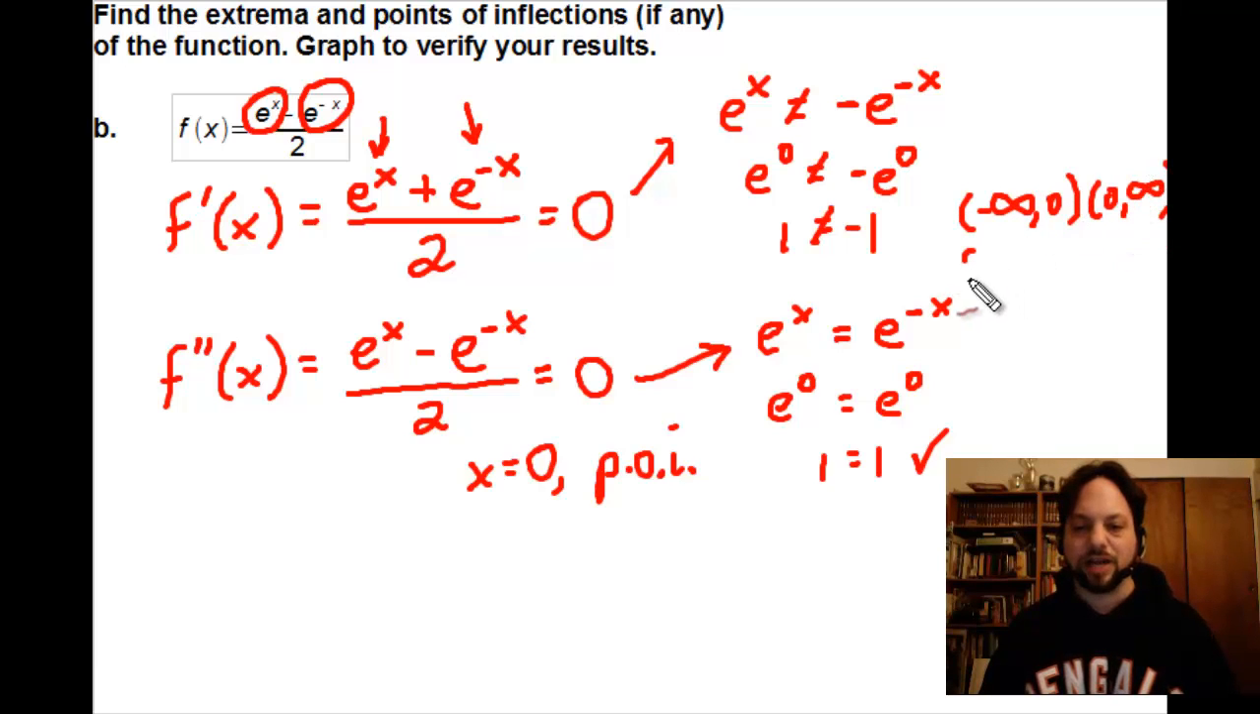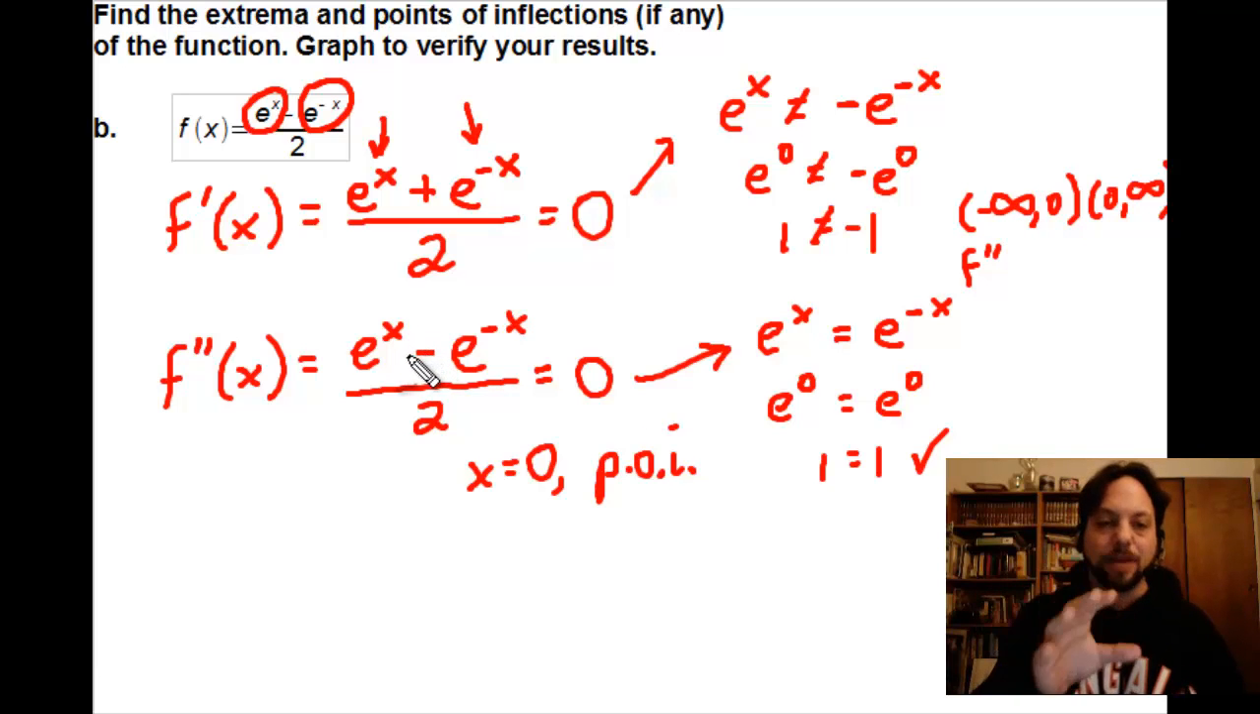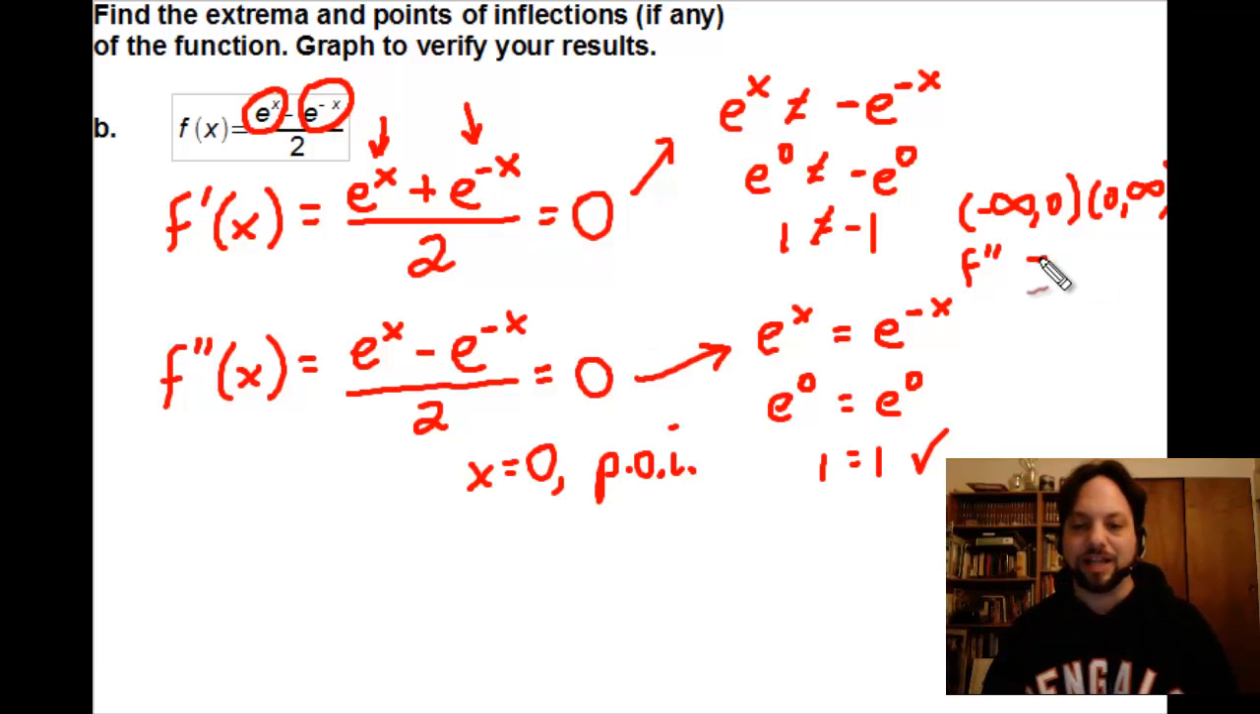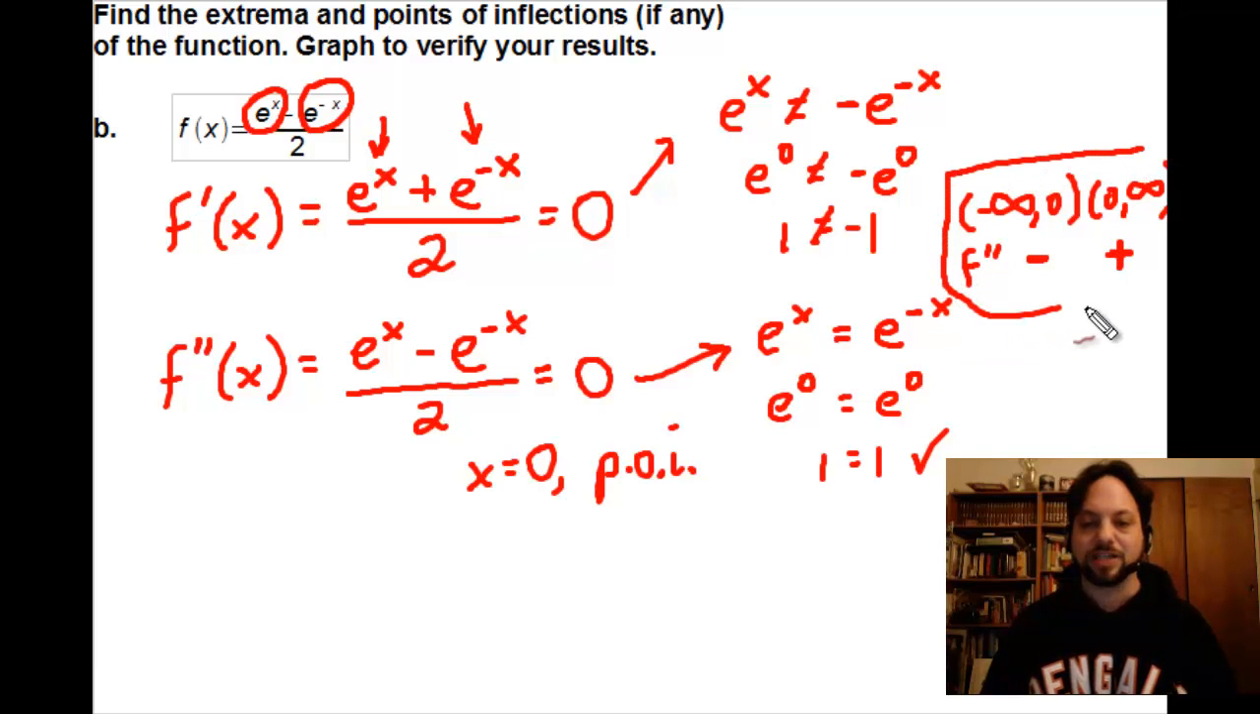And if we do that, and I want to check my second derivative, what we'll find is that in our first interval from negative infinity to 0, I can take whatever value I like in that interval and plug it in here, and I'll find that our function is concave down from negative infinity to 0. And if we do the same thing for the second interval, we'll find that our function is concave up, solidifying the fact that x equals 0 is in fact a point of inflection.